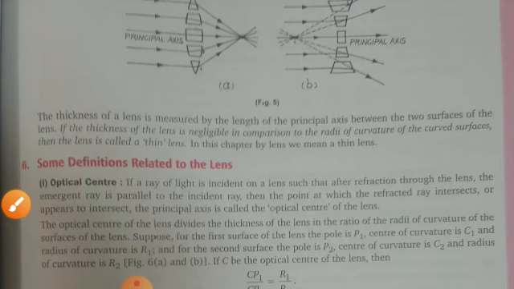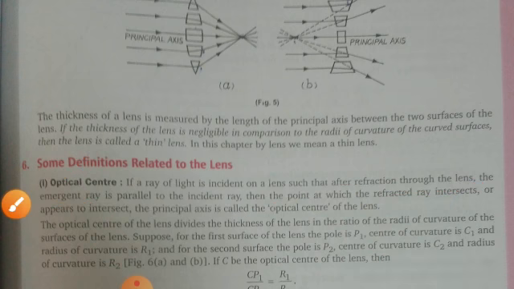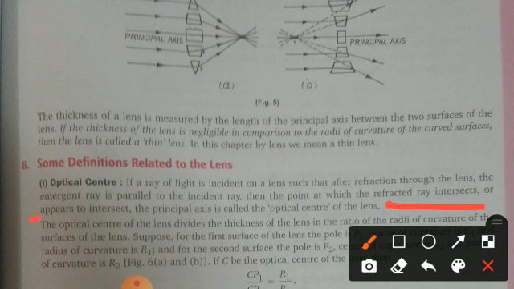Now, what is the optical center? The first one is the optical center. If a ray of light is incident on a lens such that after refraction through the lens the emergent ray is parallel to the incident ray, then the point at which the refracted ray intersects or appears to intersect the principal axis is called the optical center. So, what is the optical center? Suppose a ray of light is incident on a lens, clear, and after refraction through the lens the emergent ray, meaning the ray coming out from the lens, is parallel to the incident ray. Then the point at which the refracted ray intersects or appears to intersect the principal axis is known as the optical center of the lens.